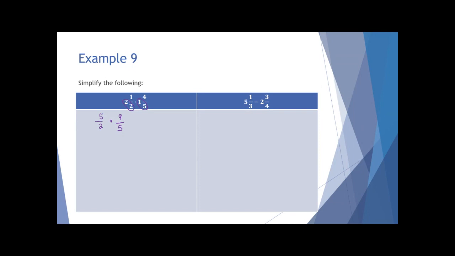Now I see this and I'm like, oh, I can cancel out a 5 on the top and the bottom. I'm not even going to try to multiply first. I'm going to just do my canceling. And so my answer is 9 halves. Which, if you wanted to make that a mixed number, is 4 1/2. But 9 halves is perfectly acceptable as an answer.